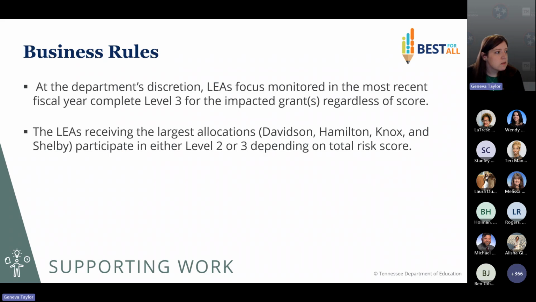Let's talk through some business rules as we are ending our time together during this session. So business rule number 1 is at the department's discretion, LEAs that were focus monitored are level 3 monitored for the impacted grants regardless of scores. So if you are an LEA that was focus monitored, we do have the ability to schedule a level 3 monitoring the next fiscal year to conduct an additional review and ensure that you're making progress in those areas that were egregiously or systemically out of compliance.